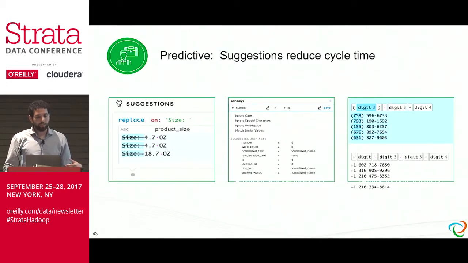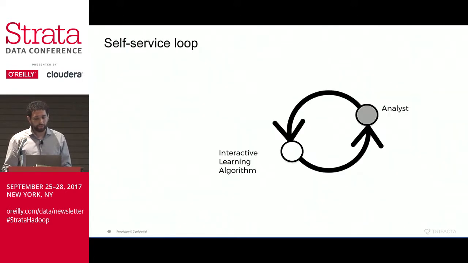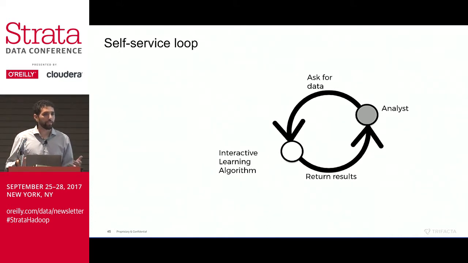So again, the idea here is that by using prediction, you can reduce cycle time, but also enable a much wider set of users. Going from the longer loop to a shorter loop, we now have an analyst, but instead of asking someone else to help them get their data, they can ask for data through some type of software or learning algorithm. The algorithm might return some results. It might be wrong, and they can iterate, but now those iterations happen on the order of milliseconds or seconds instead of hours, days, and weeks.